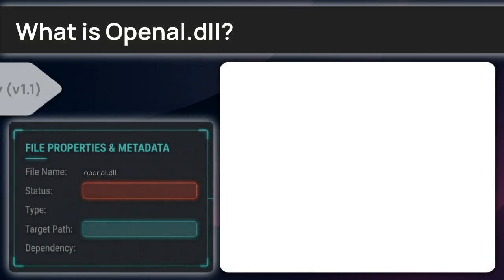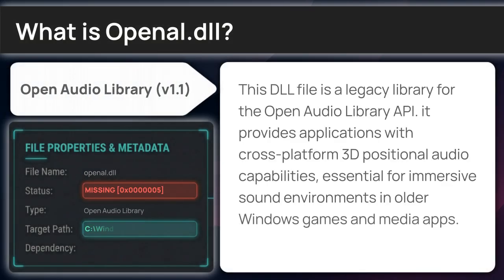This DLL file is a legacy library for the Open Audio Library API. It provides applications with cross-platform 3D positional audio capabilities, essential for immersive sound environments in older Windows games and media apps. Since we've covered what this file is, let's move to the primary fix.